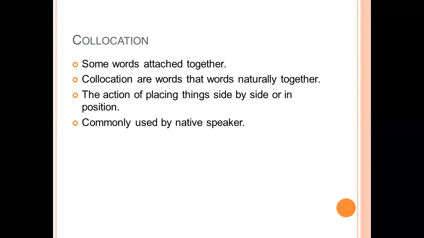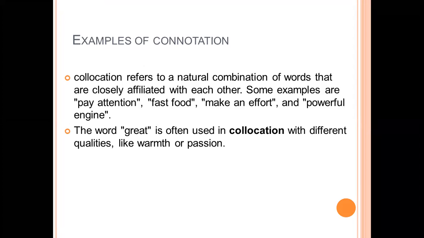And the action of placing things side by side or in position. Like if we say chair, immediately we will say table. It is the tendency of words to occur with each other, the relationship of words which they have together and mostly come together. And if we state collocation in a different manner, one important thing we should study: without collocation we will sound unnatural.